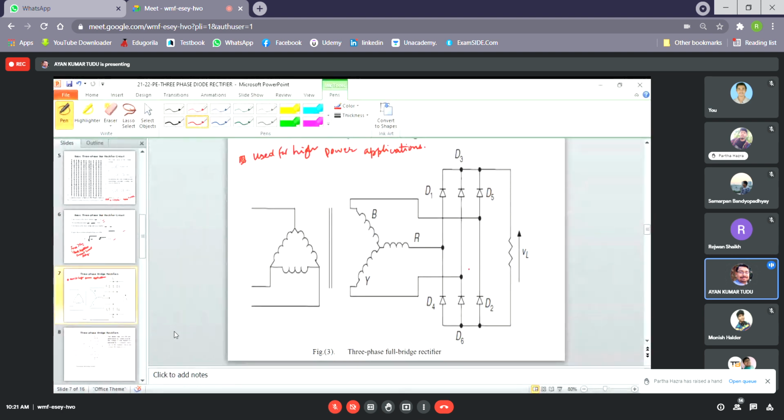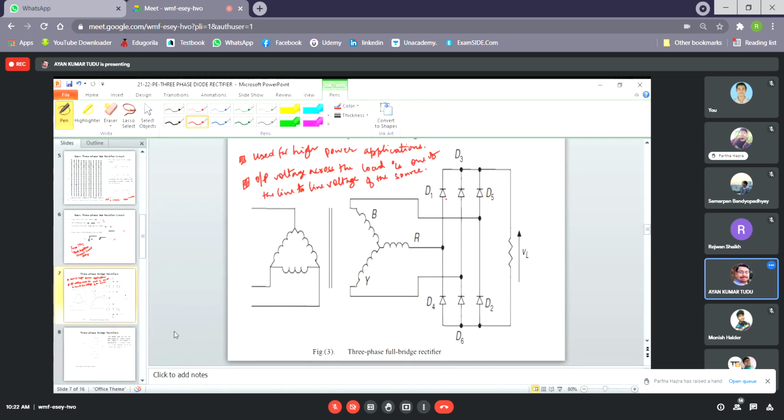So the other thing that can be inferred from this is very clear: the output voltage across the load is one of the line to line voltages of the source.